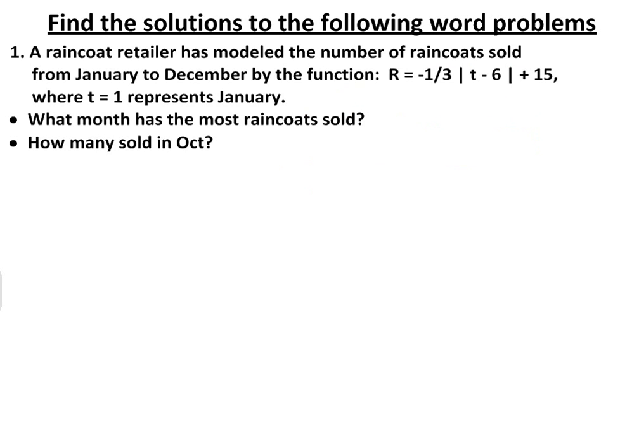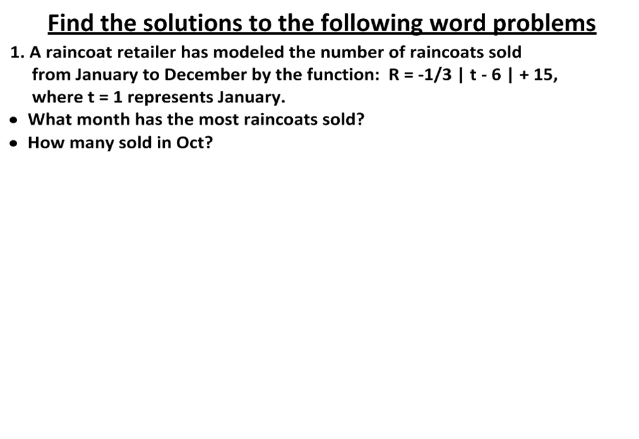So let's look at a couple word problems. A raincoat retailer has modeled the number of raincoats sold from January to December by the function r equals -1/3 times the absolute value of t minus 6 plus 15, where t equals 1 represents January. What month has the most raincoats sold?